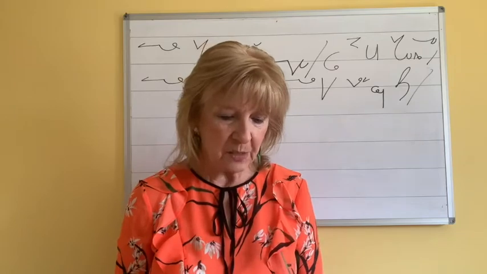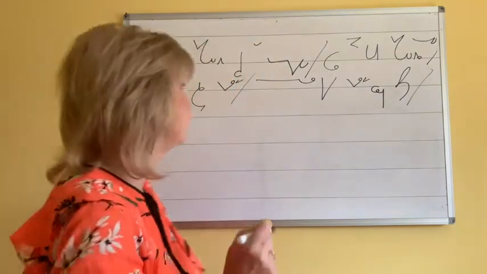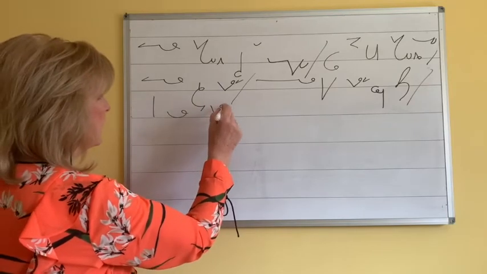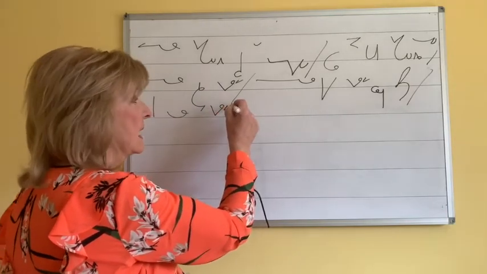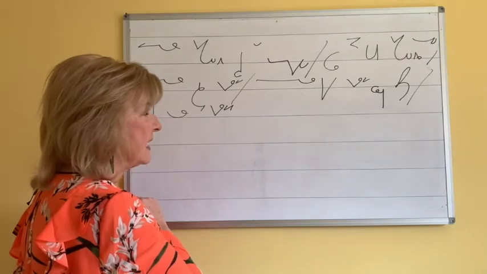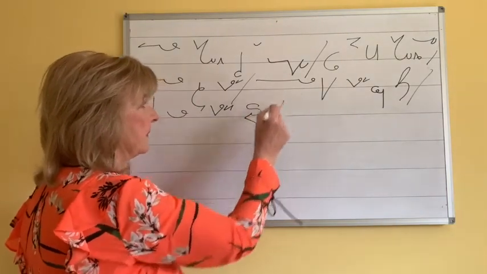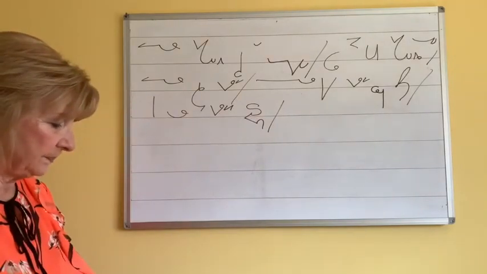Next one. He was visibly shaken. He was visibly. Now this time it's kick the L out of it, so you've got to have the I indicator in. And shaken, S-H, K and N. He was visibly shaken.